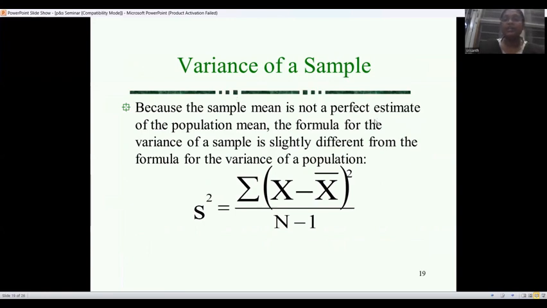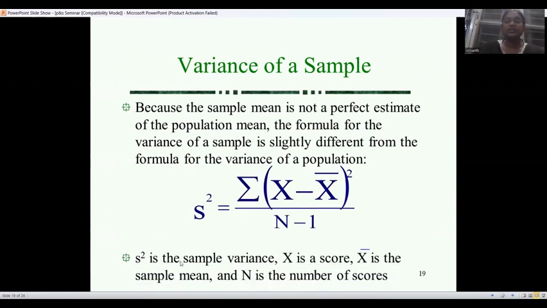Because the sample mean is not a perfect estimate of the population mean, the formula for the variance of a sample is slightly different from the formula for the variance of the population. That means the data minus the mean of the overall data, whole square, divided by n minus 1. S square is the sample variance, where x is the score, x bar is the sample mean, and n is the number of scores.